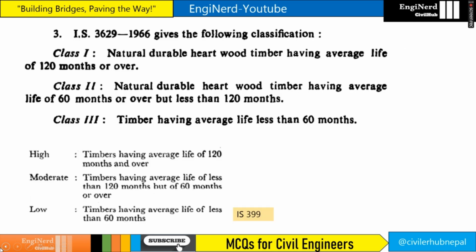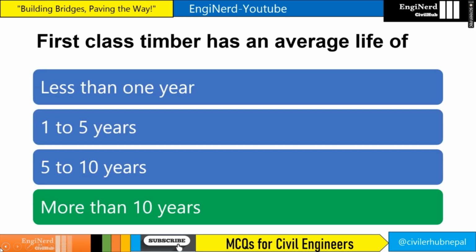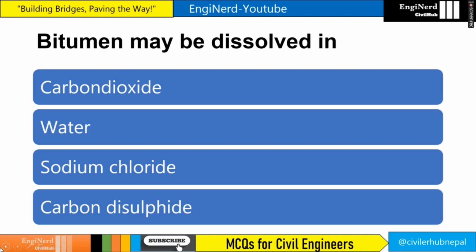First class timber has an average life of, so if you see here IS 3629, you will find natural durable hardwood timber having average life of 120 months or over. So 120 months is 10 years, right? So more than 10 years is first class.